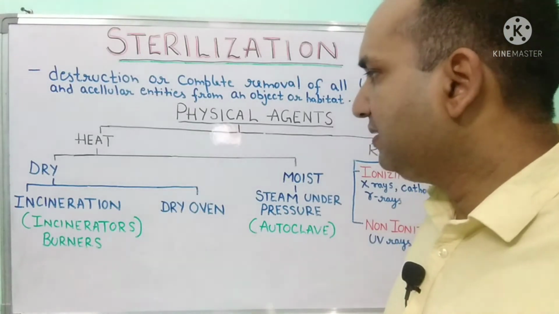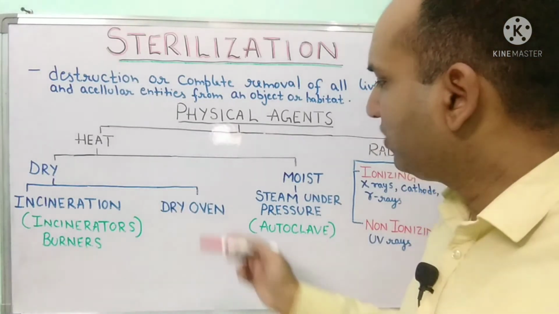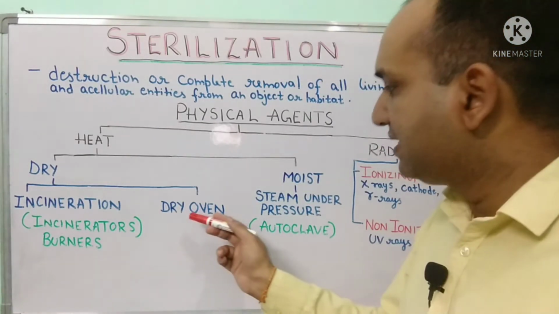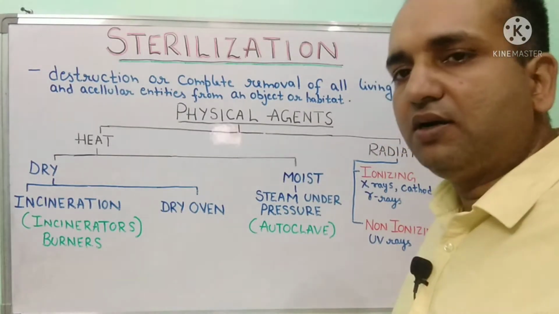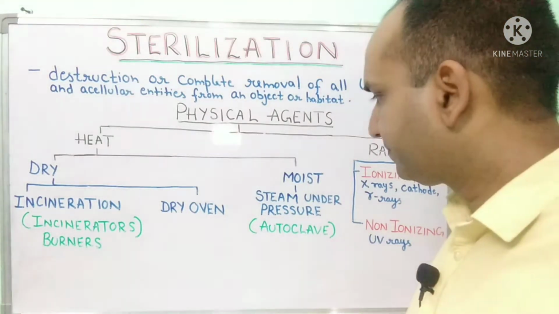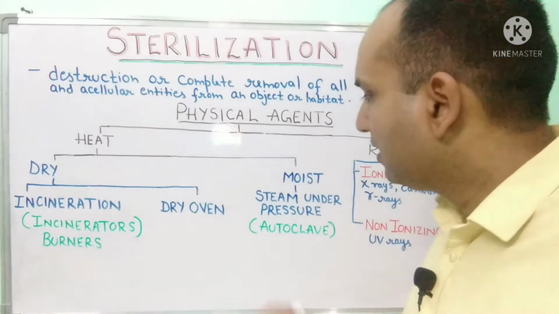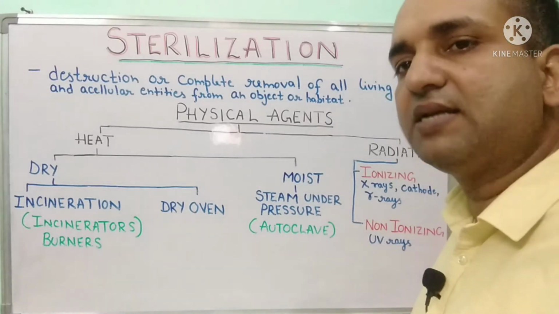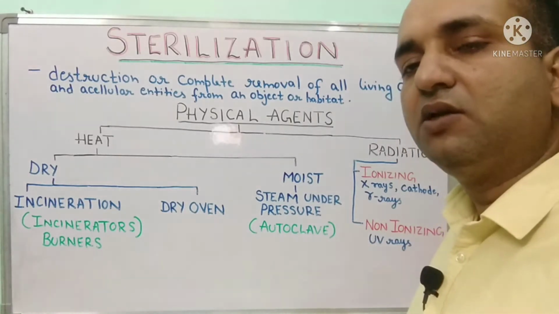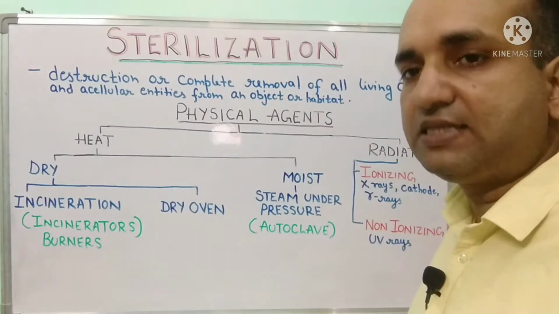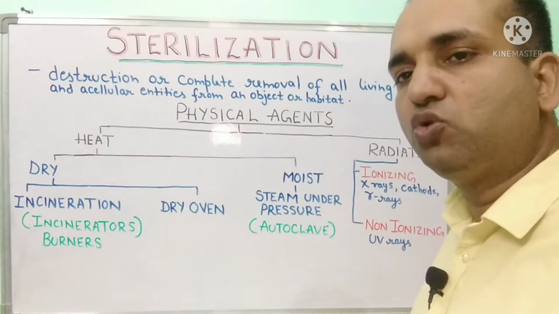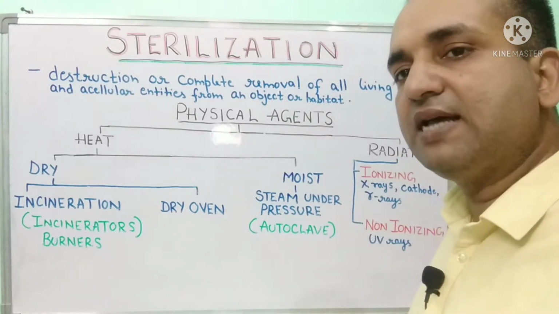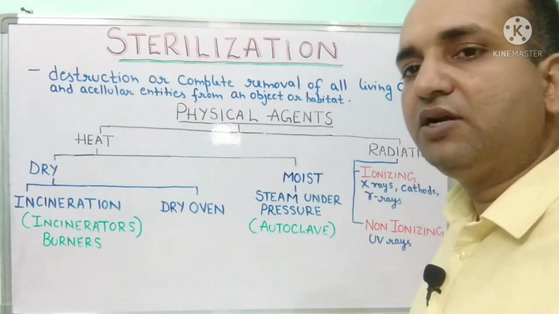The other method in dry heat sterilization is the use of a dry oven. Now we know what ovens are. This is an instrument that is used for dry heat sterilization. In dry ovens, a temperature of about 160 to 170 degrees centigrade is provided to the objects that are to be sterilized for a period of about 2 to 3 hours. In this duration, the microbial cells are oxidized and destroyed.